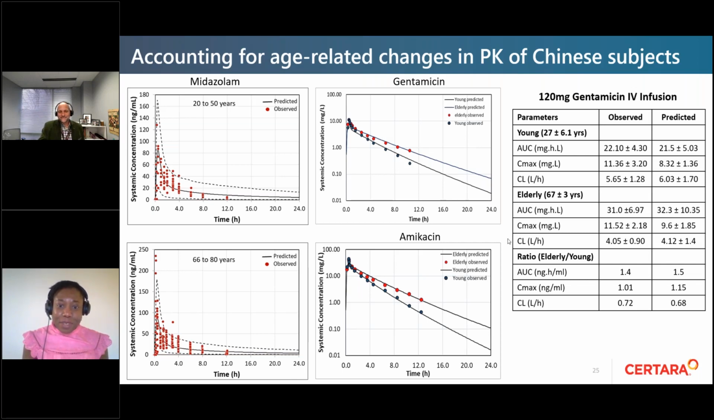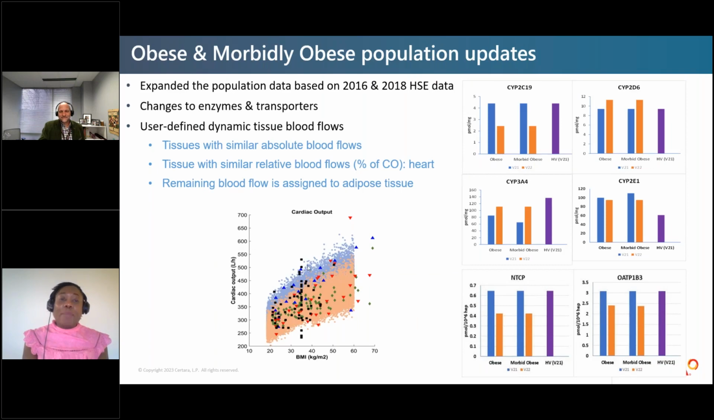And then finally, I mentioned that we also had an extensive review of the existing obese and morbidly obese population. So we've had this population in the simulator for quite some time, actually. But if you're following the news about obesity, you're very aware that the prevalence of obesity has increased significantly. But that also translates to changes in the demographics of the population that are considered obese. So what it means is that we need to update the population to better reflect reality if we're using these virtual populations. What we did in the first instance is extend the population data based on more recent data from the Health Survey of England.